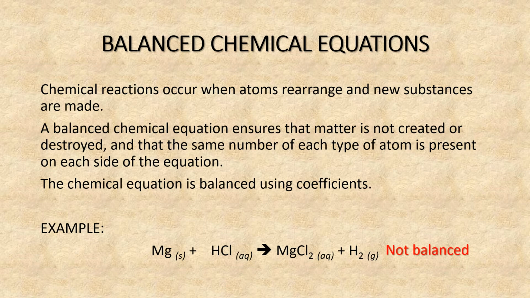So to balance it, I need a coefficient. I'm going to place that coefficient in front of the HCl. So what this means now is instead of having 1 HCl, I have 2 of them. And that means I'm going to double both the hydrogen and the chlorine atoms. So as a result, 2 hydrogens and 2 chlorines, which balances out the 2 chlorines here and the 2 hydrogens here. As a result, we now have a balanced chemical equation.